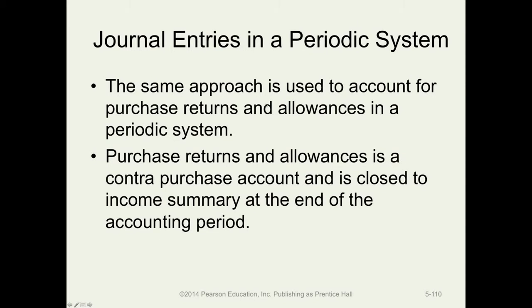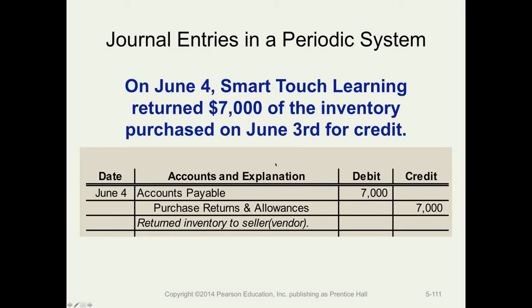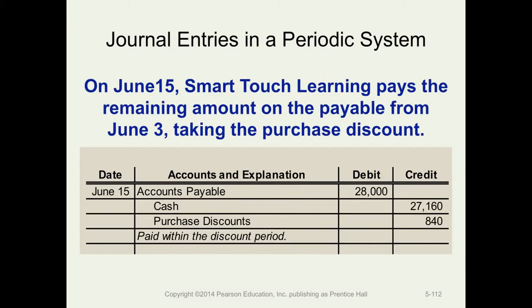Now let's see what the return looks like. And the same approach is used to account for purchase returns and allowances. In a periodic system, purchase returns and allowances, though, is a contra purchase account, not going to inventory directly, and it will be closed out at the end of the period. So in this case, we're going to debit rather than crediting inventory. You debit accounts payable and credit purchase returns and allowances. And to record the discount, you're going to pay off a $28,000 liability by paying $27,160.